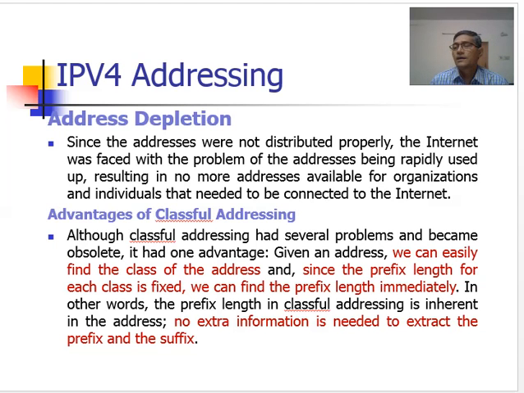There are 2 temporary solutions proposed and 1 permanent solution. The permanent solution is IP version 6, which is now being developed, or is in the implementation stage. With respect to the 2 temporary solutions, one is called subnetting and the other is called supernetting, which we will learn in detail in the next video.